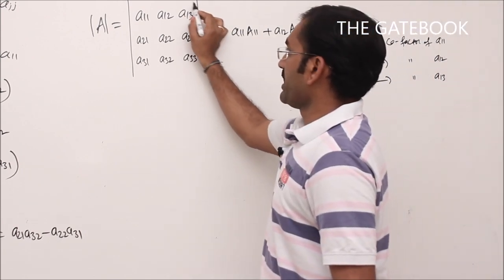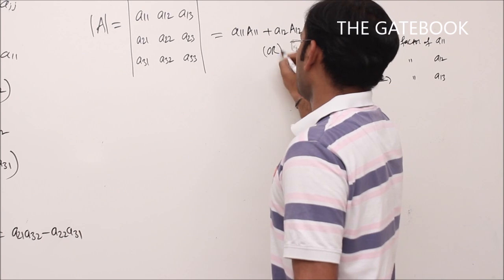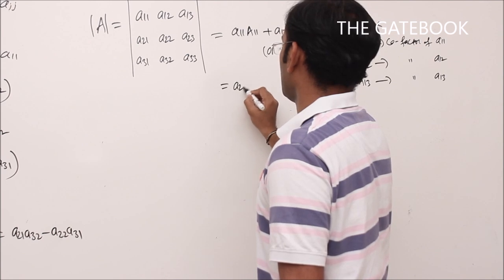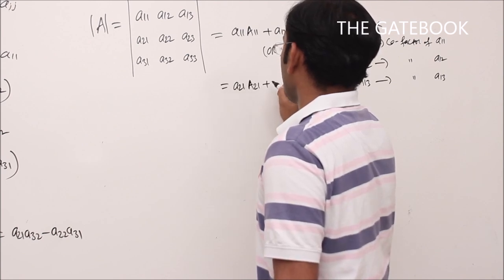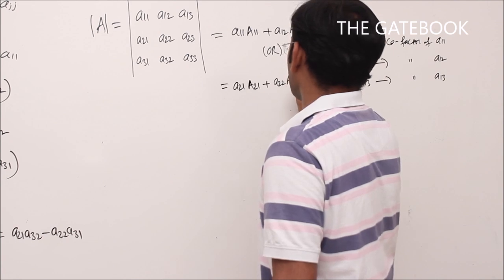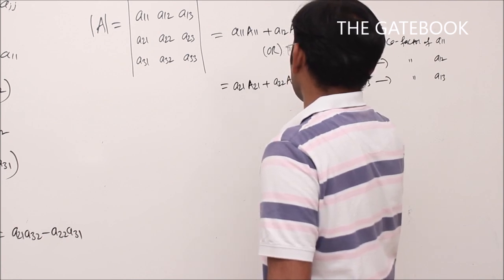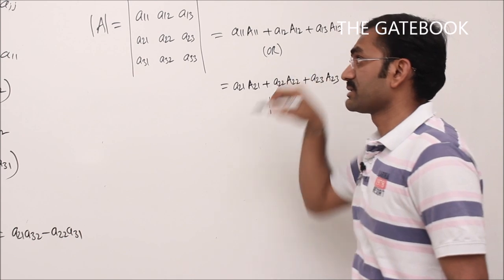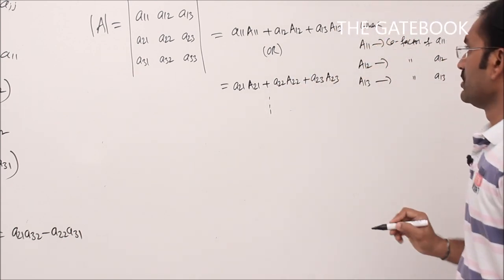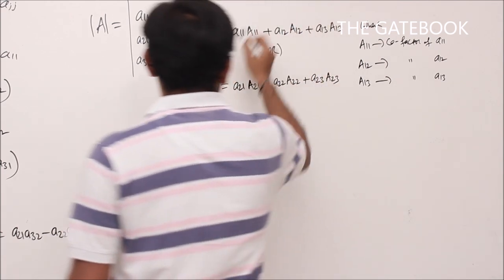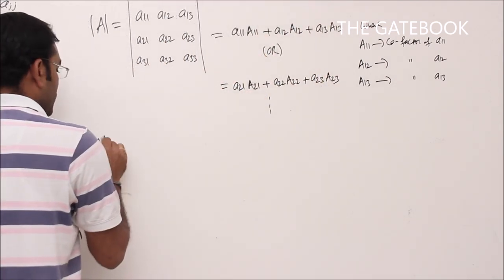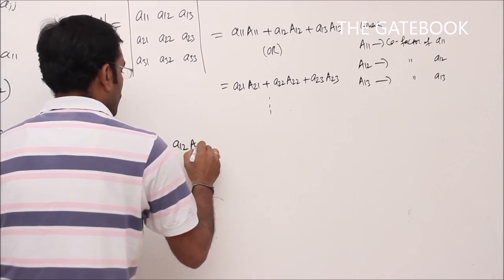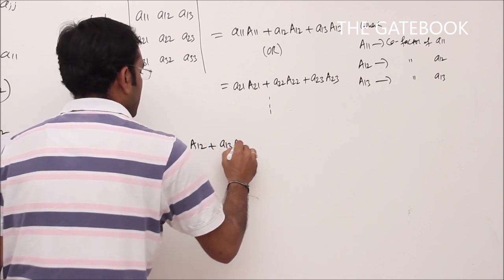Expanding along the first row, or even along the second row, third row, or first, second, or third column. Let us consider the second row: A21 into capital A21 plus A22 into capital A22 plus A23 into capital A23, and so on. We can expand the determinant of a matrix along any row or any column. Considering the first expression, the determinant of A is equal to A11 capital A11 plus A12 capital A12 plus A13 capital A13.